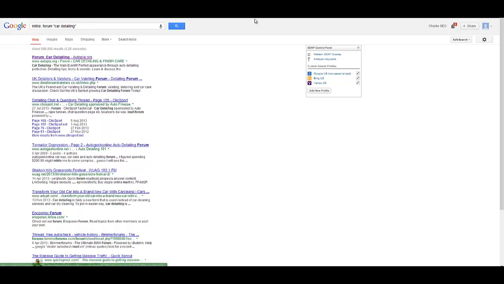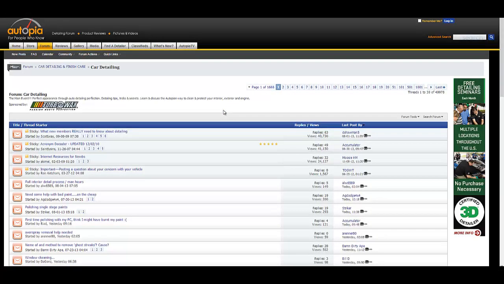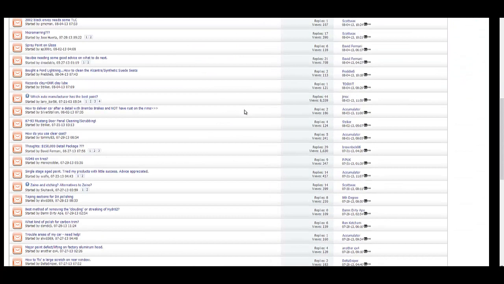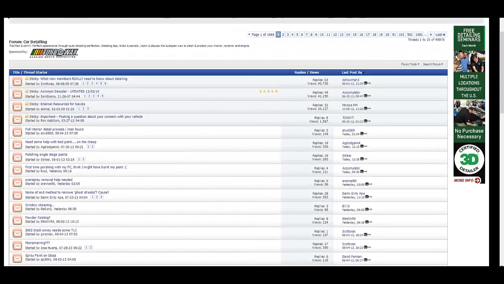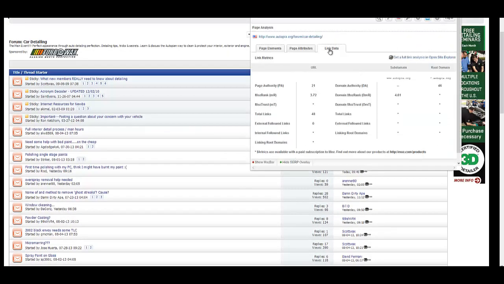So I could have a look at these two. Autopia has a pretty active board by the looks of it on here. If I look at the Moz stats of that, the link data is PA 21 and domain authority of 46. So it's a pretty large site.